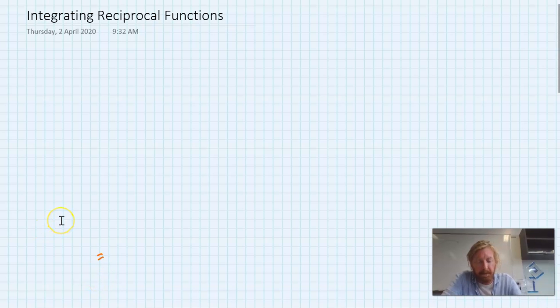Okay guys, welcome back. Today we're going to carry on from integrating with exponential functions into integrating reciprocal functions, and this will involve our logs.